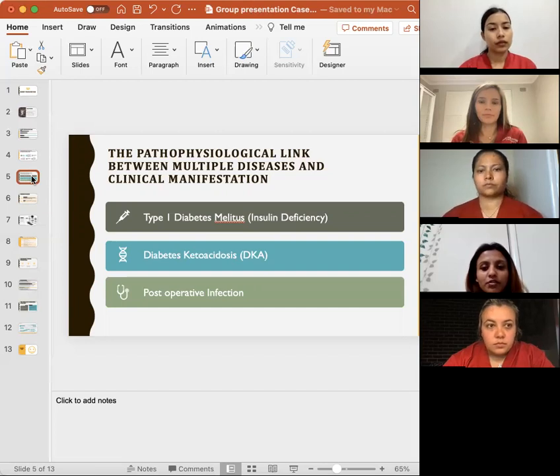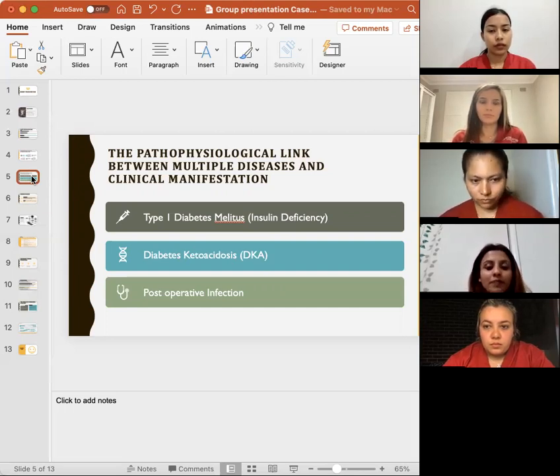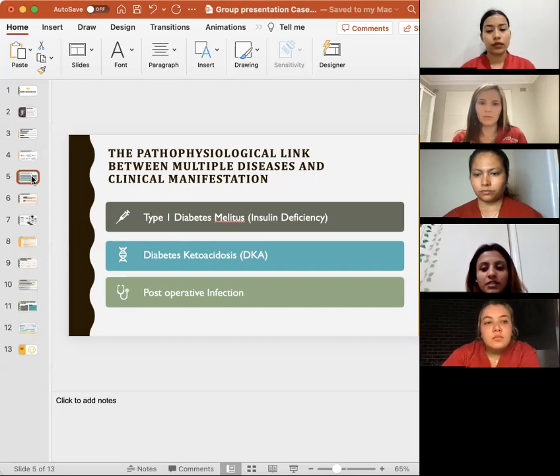The pathophysiological link between the various diseases and conditions of this deteriorating patient is type 1 diabetes, diabetic ketoacidosis, and post-operative infection. Type 1 diabetes is a condition where there is not enough insulin production by the pancreas in the body. The cells are not able to use the glucose from the bloodstream due to the deficiency of insulin, which contributes to hyperglycemia. When the glucose cannot move into the cell, the liver burns fat and protein to form energy. The burning of fat and proteins by the body for energy will produce ketoacidic substances, which cause metabolic acidosis. This results in diabetic ketoacidosis, DKA, which the patient has in the case study.